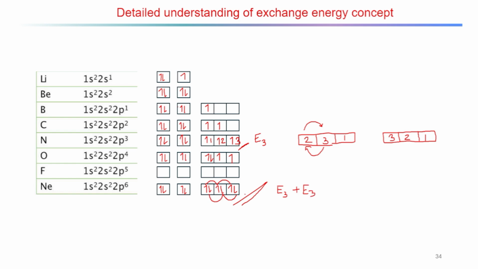So let's try to understand again. Here we have 3 upspin electrons that can change their position, and that will gain this E3 energy, stability. And these 3 electrons which are having downspin, they can also exchange their positions, and that will have another E3 exchange energy. Apart from this, we have some pairing energy also, that we have to subtract, because there are 3 pairs.